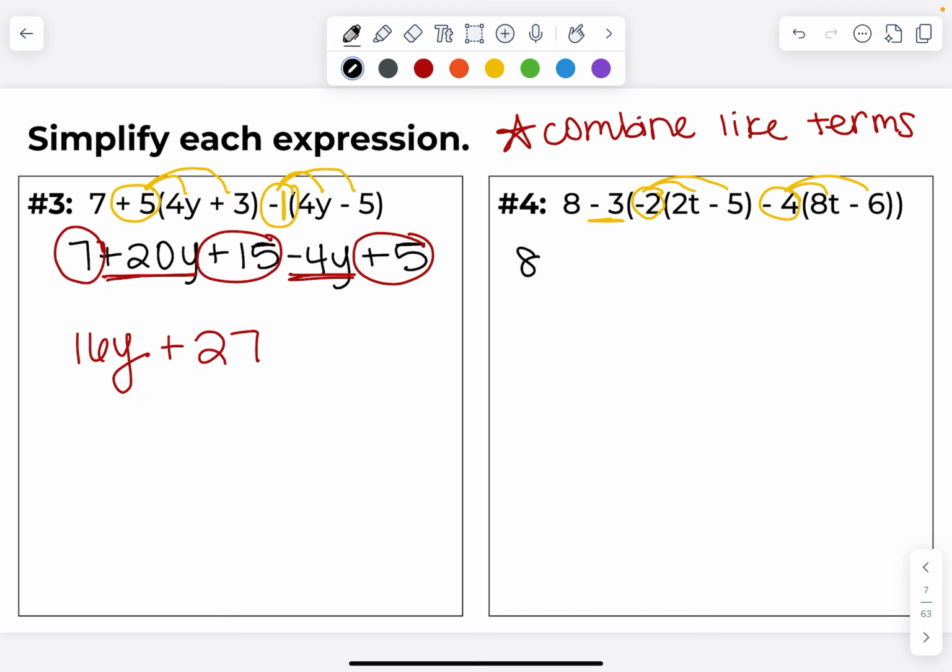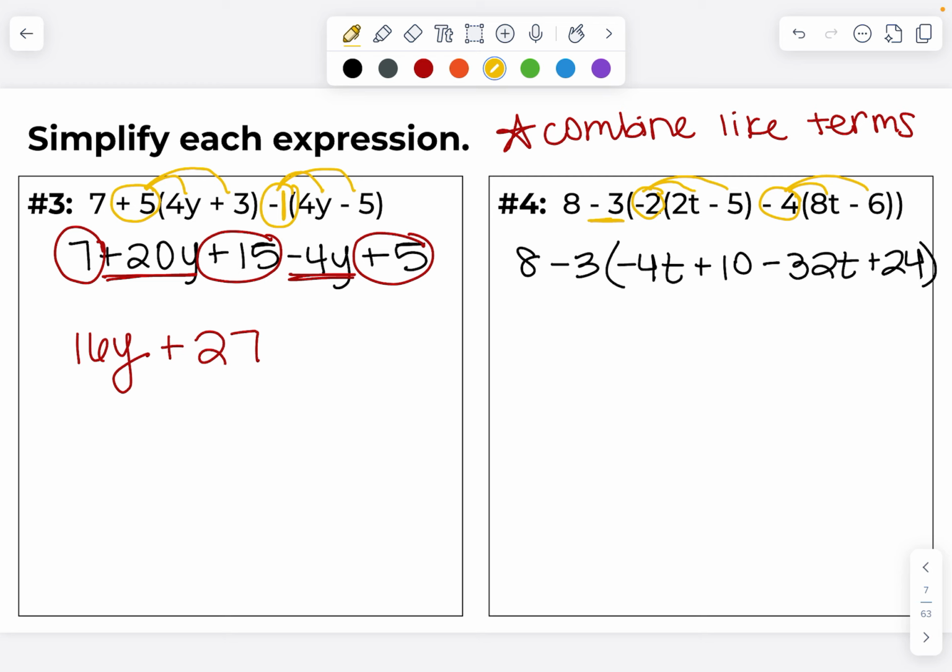Okay, like I had mentioned, we have parentheses inside of parentheses. So we're going to deal with the inside parentheses first. So if I do that, I get this. I almost forgot to write my T there. So that is step 1. I got rid of the parentheses inside the parentheses.